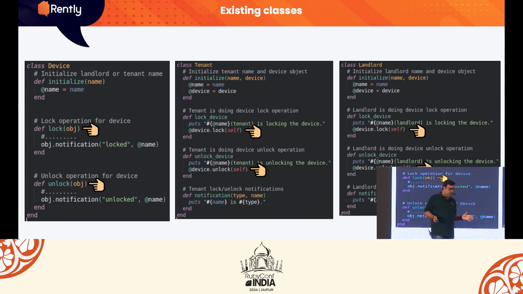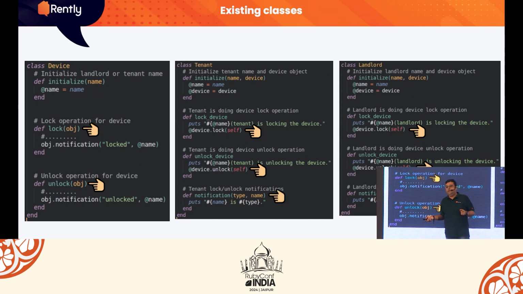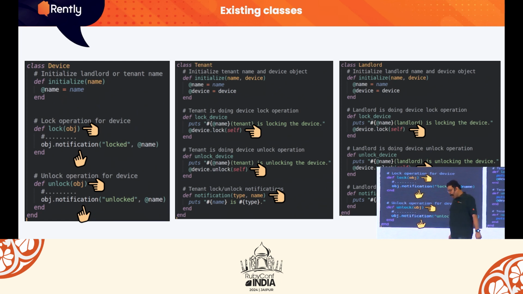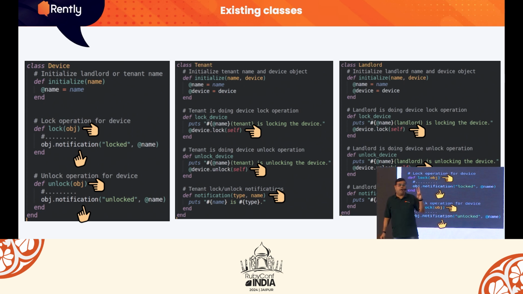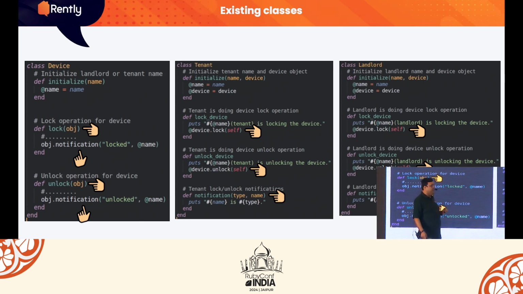So after successfully locking and unlocking, we need to notify the tenants and landlord, right? That's why we have a notification method in the tenant class as well as in the landlord class. So when the device is successfully locked, the device calls this method from the device class, and again for unlock. After successfully unlocking, they call this method. So in this example, what we can see is that the three classes are interacting with each other directly. So it's kind of a tightly coupled situation.